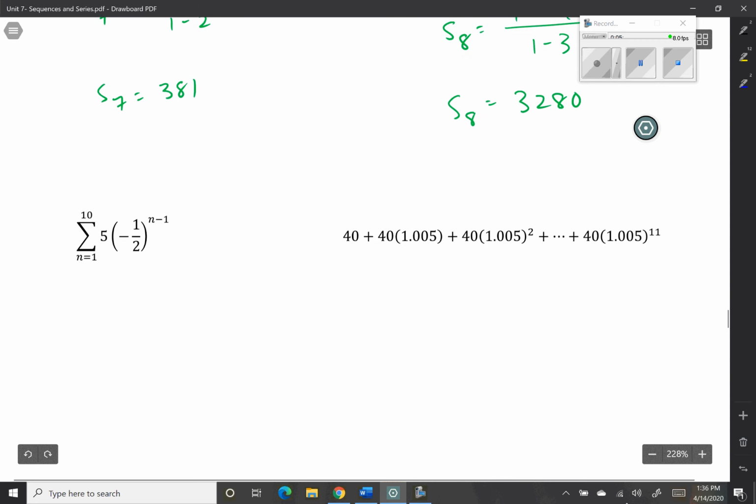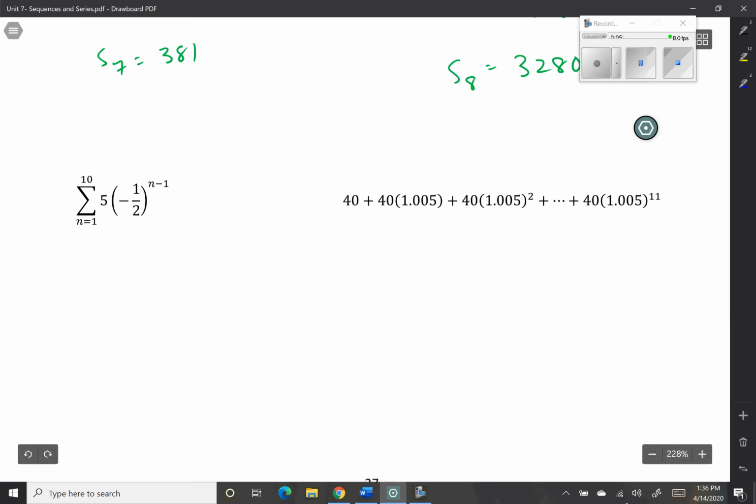Now, sometimes I'll ask you to find the sum, and they're giving it to you in this form. So we know that there are 10 terms. There's your n value. That's the first term. We know that because it's an explicit formula. And here's your common ratio. So we just plug it in.